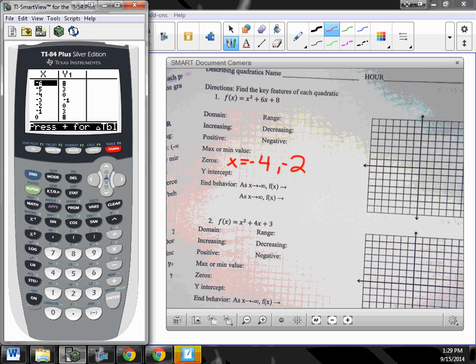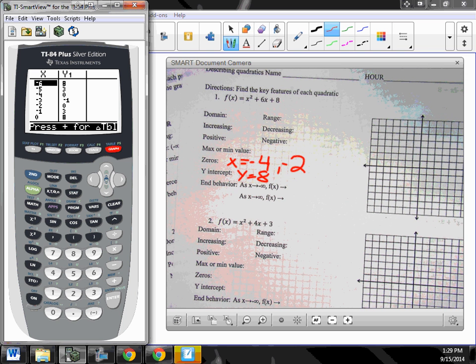Can I find the y-intercept on the table? What am I looking for? When x is 0. So what does y equal when x is 0? 8. So my y-intercept is y equals 8. And then I can try to find the max or min. Is this one going to have a maximum or a minimum?